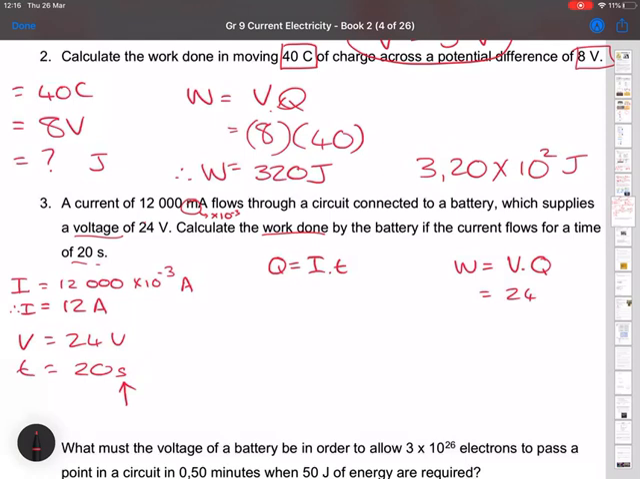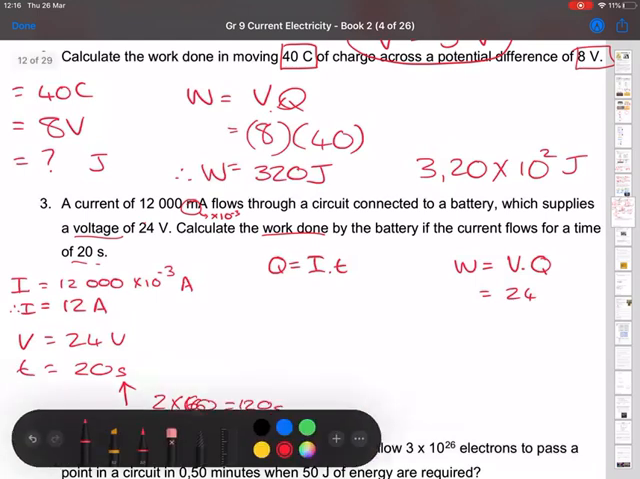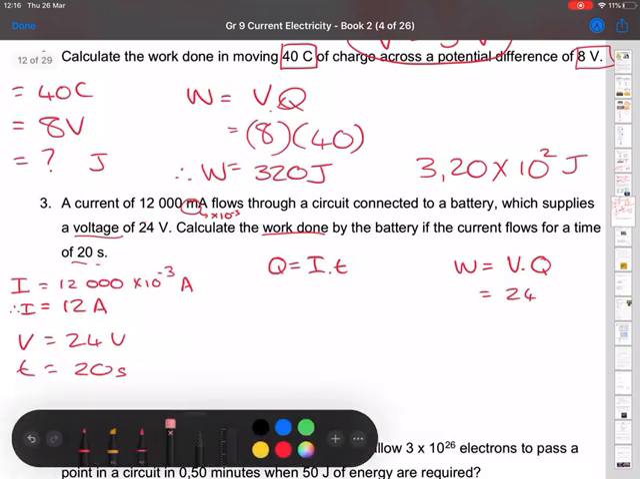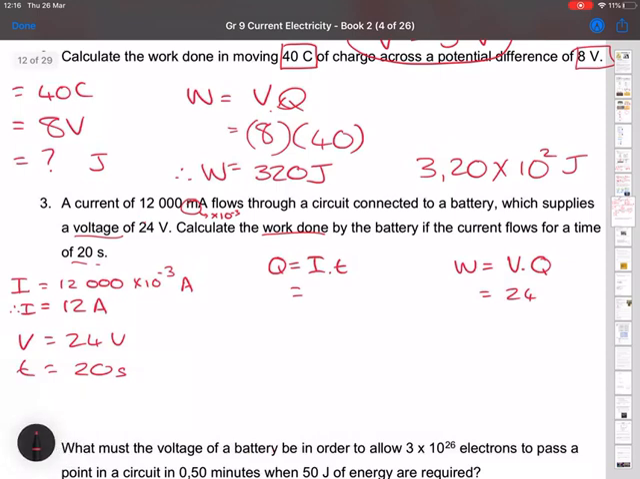Please note, guys, in tests and exams it won't always be in seconds. We might tell you that it's 2 minutes, in which case you'd have to go 2 times 60. 2 times 60 is 120 seconds, for example, if we gave you that the time was 2 minutes. This one's nice, there's no converting necessary because it's already in seconds. Okay, so our current is 12, time is 20, 12 amps, 20 seconds, 12 times 20 is 240 coulombs. So our charge is 240 coulombs.